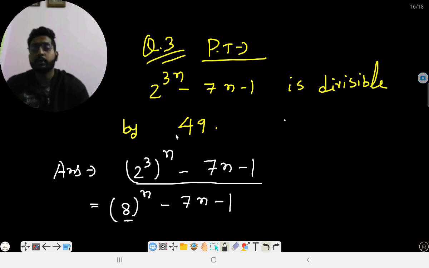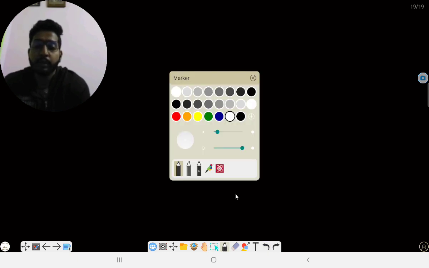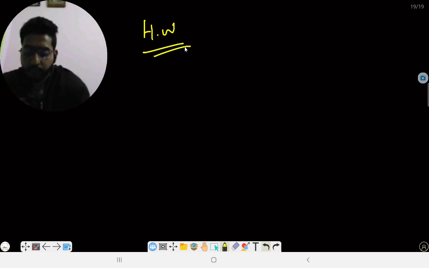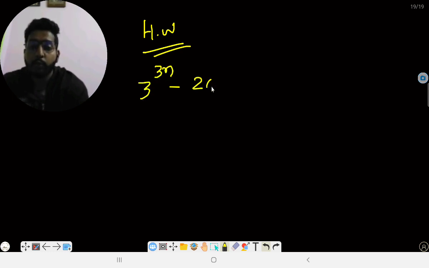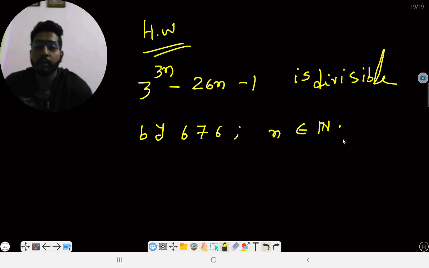This same thing can be proved using mathematical induction. If it is not written mathematical induction, you can use binomial also to prove that type of thing. Okay, so next I am giving the same type of thing, you can practice this one. Next one: suppose it is given 3 to the power 3n minus 26n minus 1 is divisible by 676, for all n belongs to natural number. Okay, so it's the same way we can solve this one.